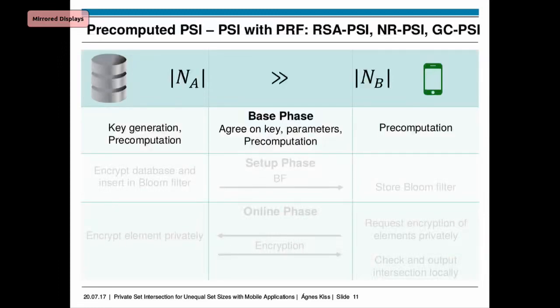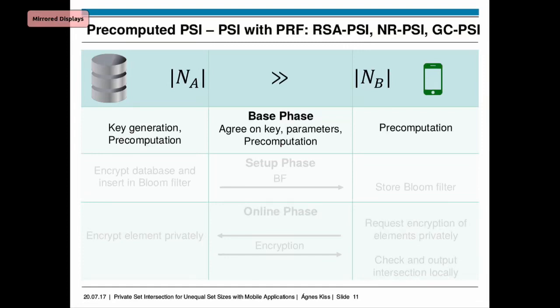So just to have a high-level overview of how these protocols work. There are the ones that are based on oblivious pseudorandom function evaluation. There are 3 variants of this. One based on RSA blind signatures, one based on the so-called Naor-Reingold pseudorandom function, and one based on a garbled circuit evaluation of AES. So it's an AES-based protocol.